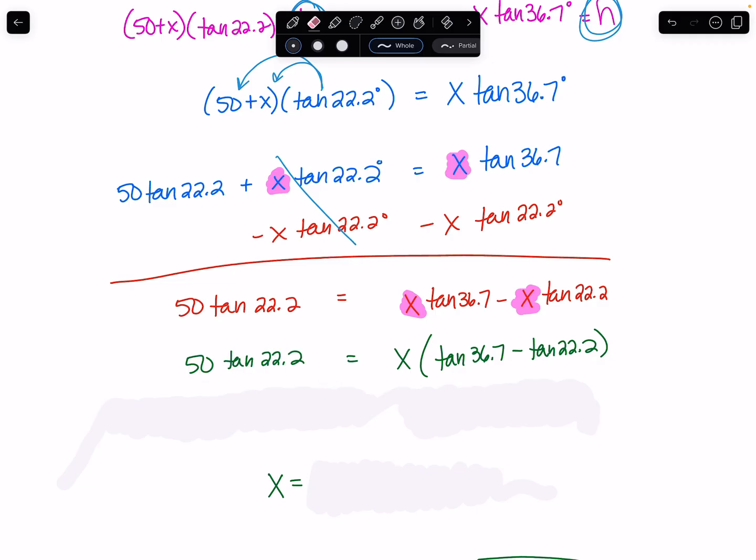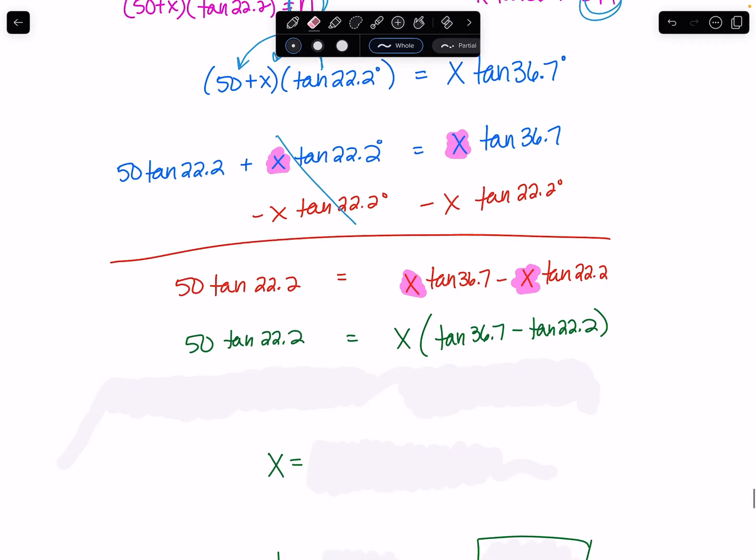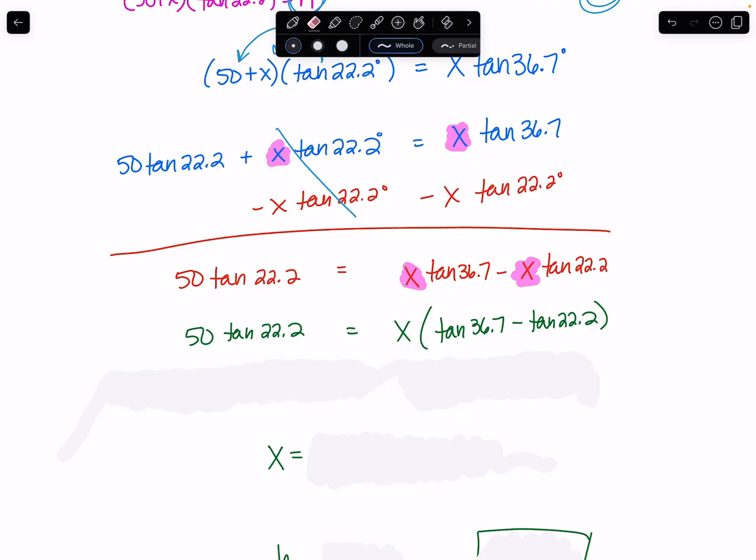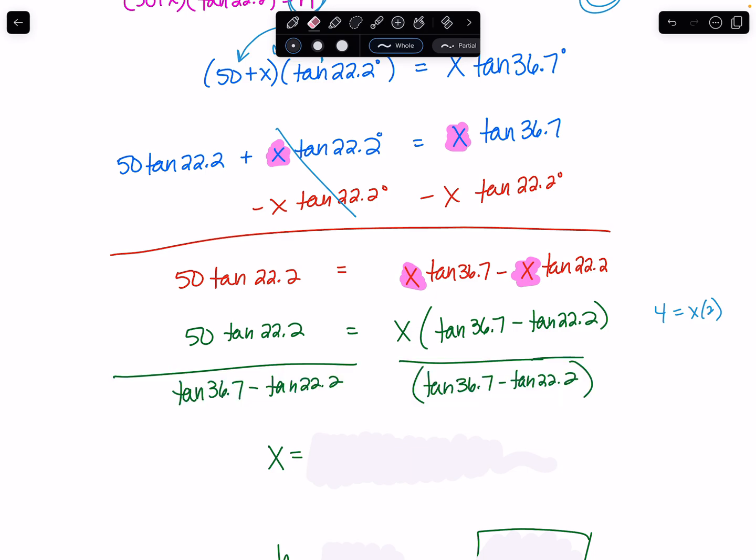Over on my left side, I still have the 50 times tangent of 22.2 degrees, which again is just a number, right? That's kind of like having 4 equals x times 2. We want to get x by itself. If we want to get x by itself and we need to get rid of something that's being multiplied by x, how can we do that? Well, we can simply divide both sides by that quantity. I can divide both sides by this tangent of 36.7 minus tangent of 22.2. That will allow me to isolate x and get x by itself, and then I just have to figure out what this number is using my calculator.